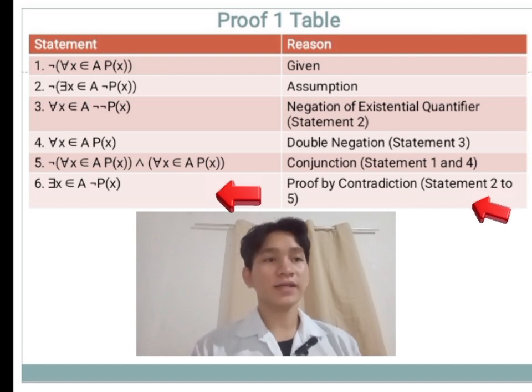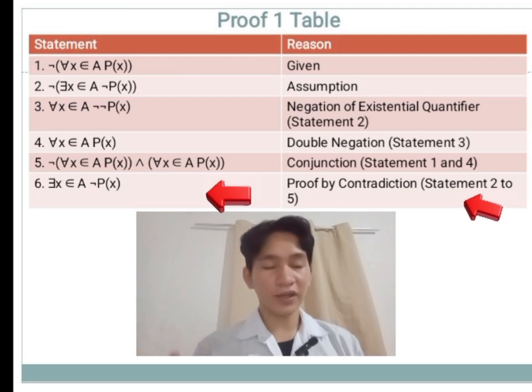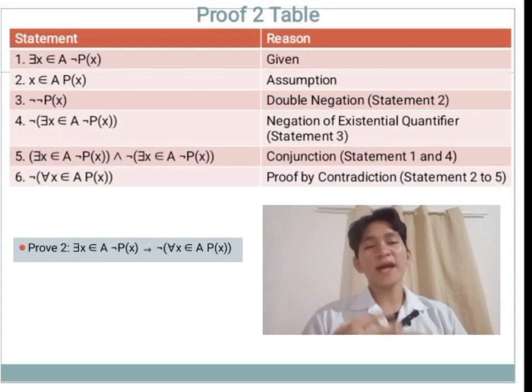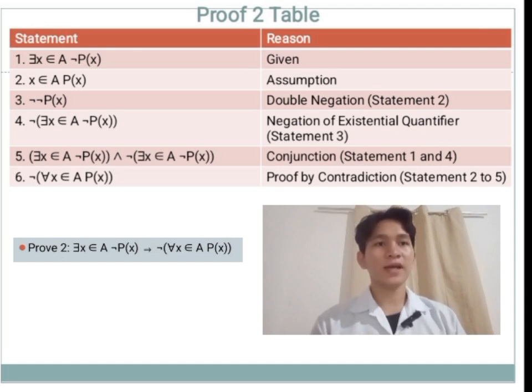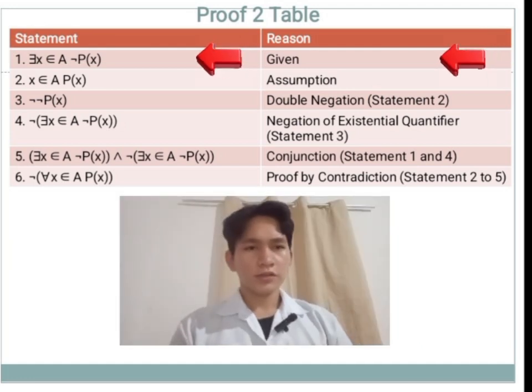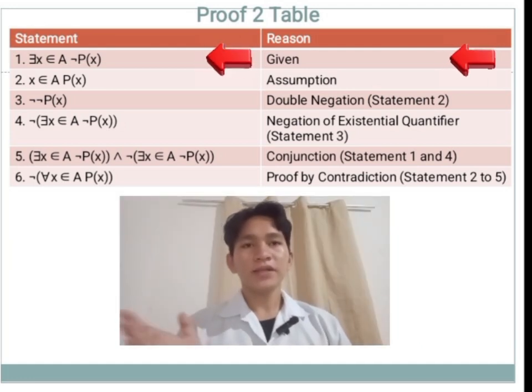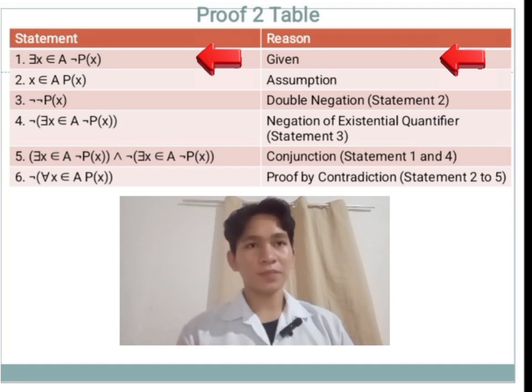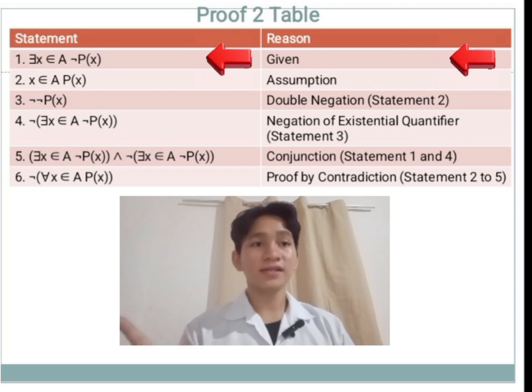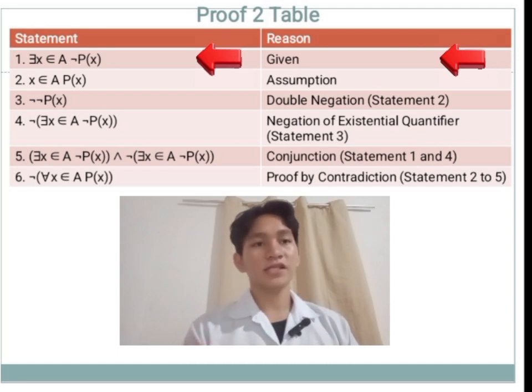There exists some x in A such that not P of x, so this completes the first half of the equivalence. For the proof, part number 2, we have to prove that there exists x in A such that not P of x implies the negation of for all x in A, P of x. So as you can see in statement number 1, there exists x in A such that not P of x. So we begin by acknowledging that at least one element in A does not satisfy P of x. This element acts as a counterexample to the universal claim that all x in A satisfy P of x.